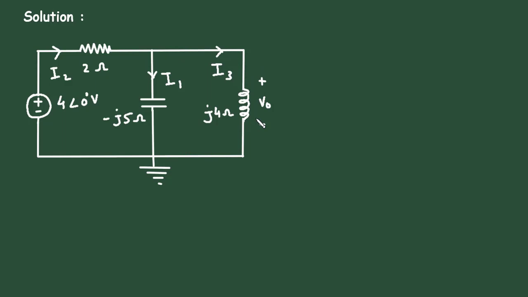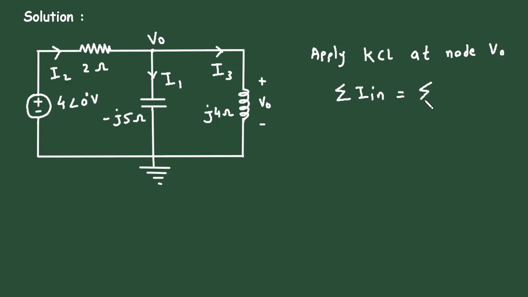Now the voltage across this is VO. So here also the node voltage will be VO. So in case of nodal analysis, we apply KCL. Apply KCL at node VO. According to KCL, that is Kirchhoff's current law, summation of all the currents entering a node is equal to summation of all the currents leaving the node. Now here the entering current at this node is I2. So I2 is equal to leaving currents are I1 and I3.